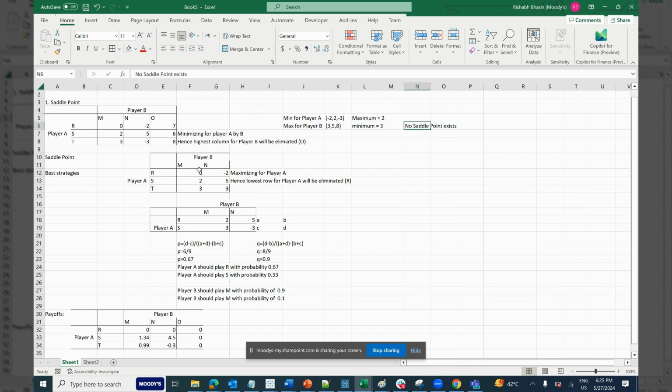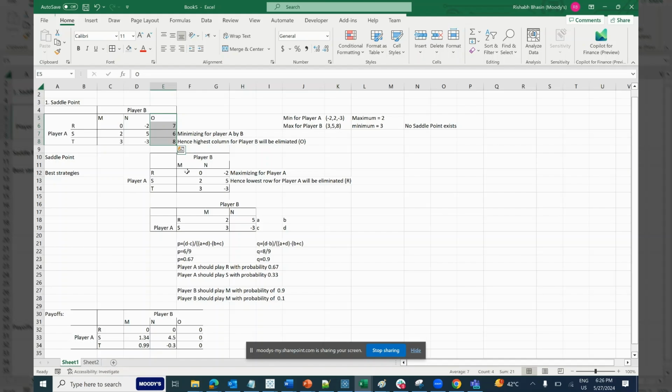When there is no saddle point, we try to reduce the payoff table using the dominance rule. The dominance rule simply states that if you are looking from the perspective of player B, the maximum column out of these three should be eliminated. Meaning, player B will never choose the strategy that will benefit A the most. So in this case, if we look at the maximum of each row, for this row the maximum is 7, for this row the maximum is 6, for this row the maximum is 8. And because they belong to the same column O, hence column O can be eliminated.